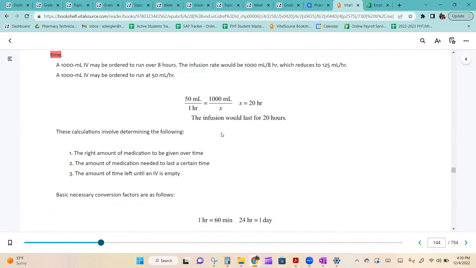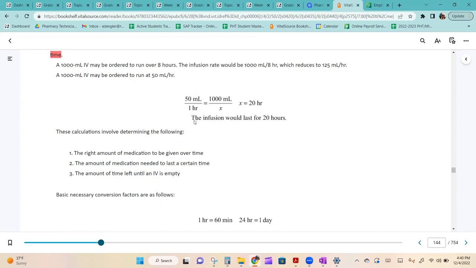And a 1000 ml may be ordered to run at 50 ml per hour. So we already have the flow or infusion rate here. And this one they set up like a proportion, so we can look at this one. So they have 50 ml per hour. That is the infusion rate. So whenever you see milliliters over time, you should know that that is either the infusion, flow rate, or administration rate.